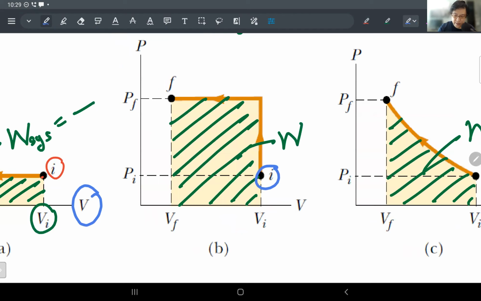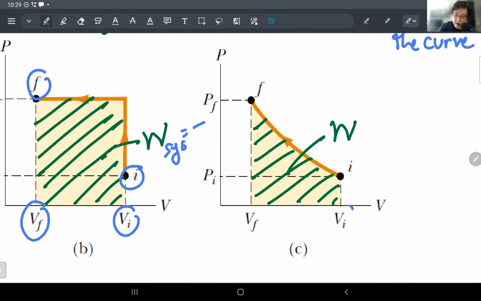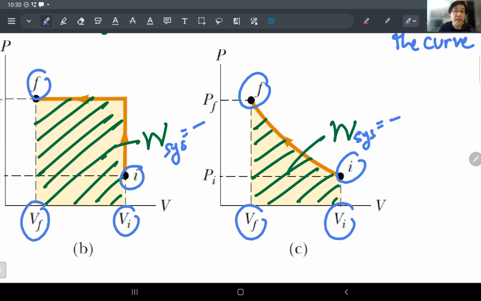You start from here. That's a big volume. You end here, the same final volume. This is going to give you a negative work done anyway. All right? So we'll be more careful with the area under the curve. Here, you start right here, big volume. So these three figures start from the same initial volume and end at the same final volume, which is smaller than the initial volume. They are all going to give you a negative work done, all three cases.